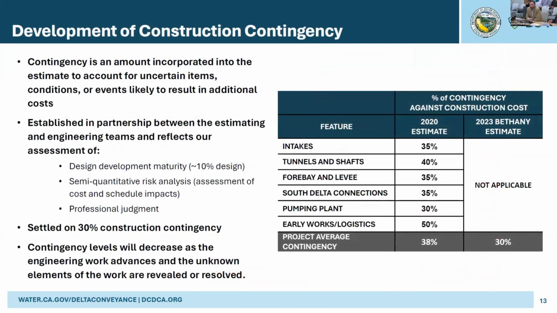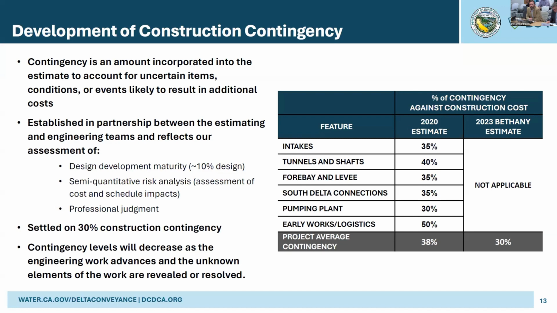Regarding construction contingency, as I described, we have settled on a 30% construction contingency. This was established based on a partnership between our estimating teams and the engineering teams. First, the biggest consideration is the overall design development maturity, which we would assign at roughly a 10% level of design. We did perform a semi-quantitative risk analysis to develop the dollar value of risk remaining within the project, and use that to also help back into an appropriate level of contingency. But then we certainly leave a lot of room for professional judgment at this point. That's a key part at these early stages.